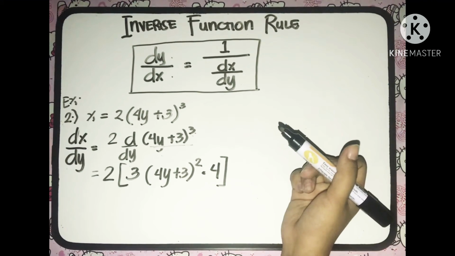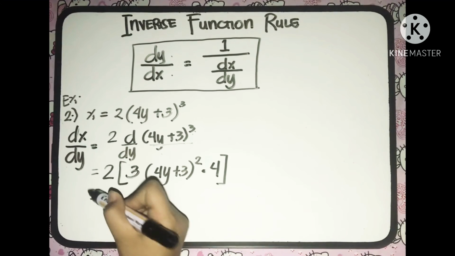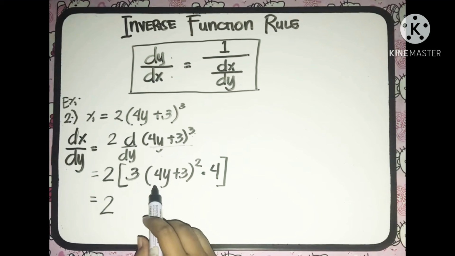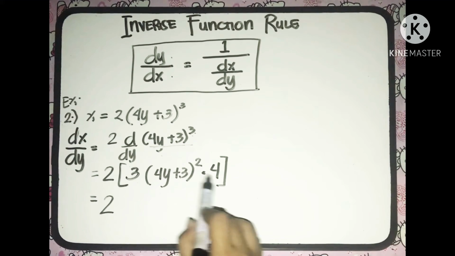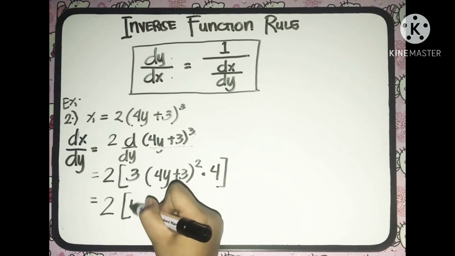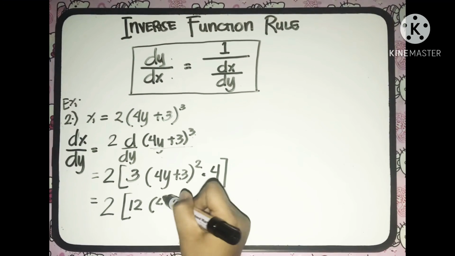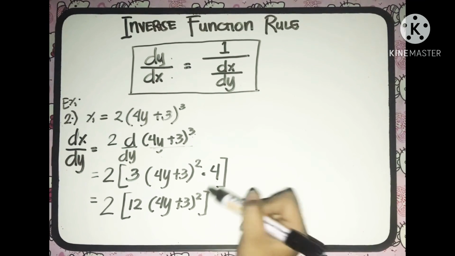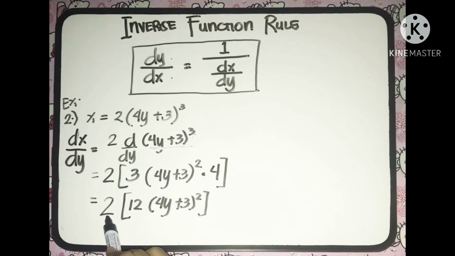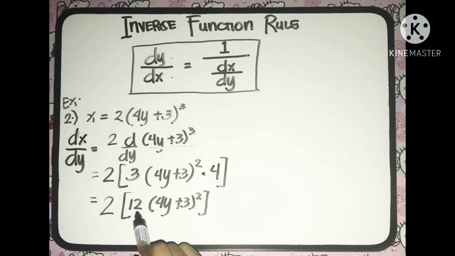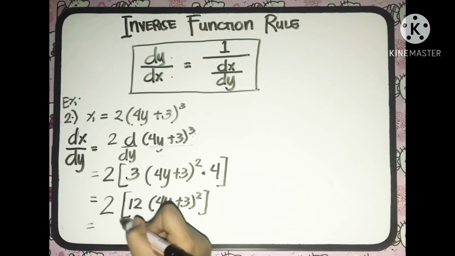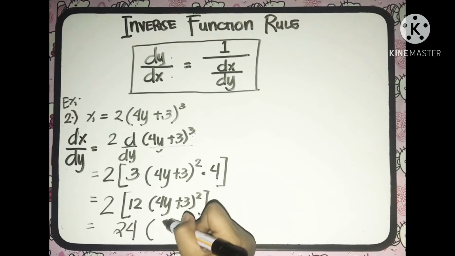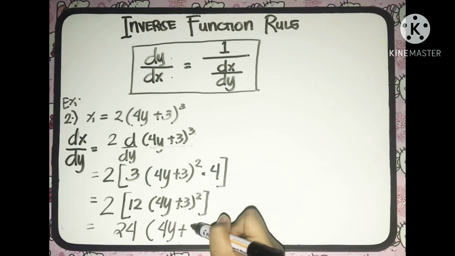Then, let's simplify. Okay, let's just copy 2. And then, let's work on the one inside the bracket first. So, let's multiply the constants, 3 and 4, which will be equal to 12 multiplied to 4y plus 3 squared. And then, let's distribute 2. So, we multiply it to this constant 12. So, we'll have 24 multiplied to 4y plus 3 squared.